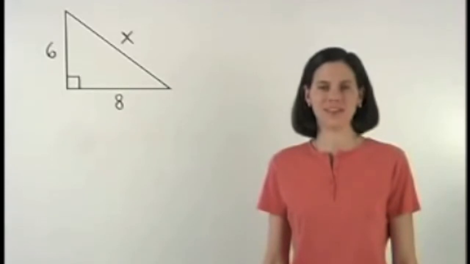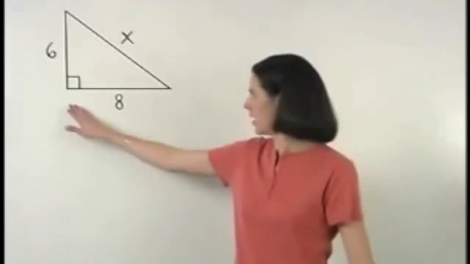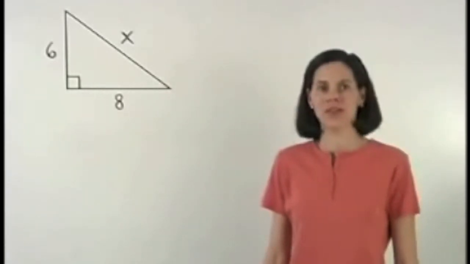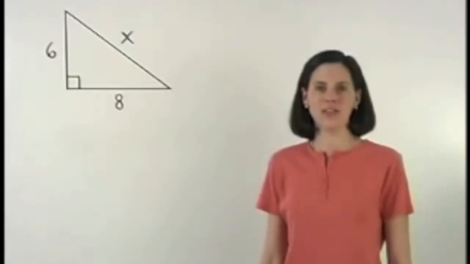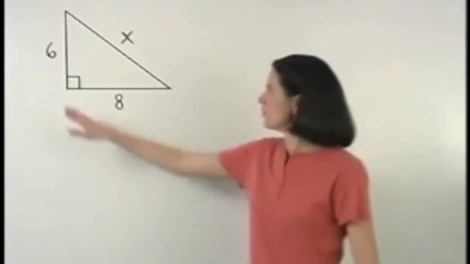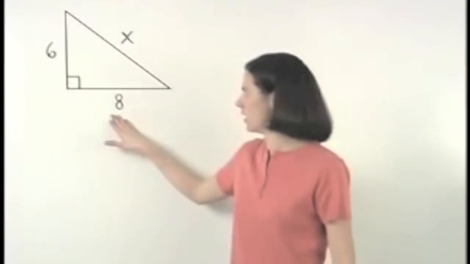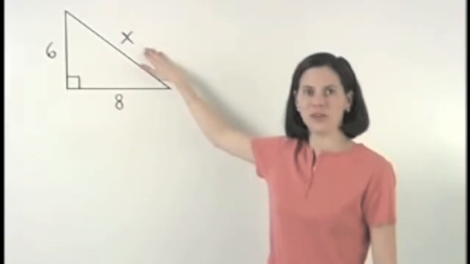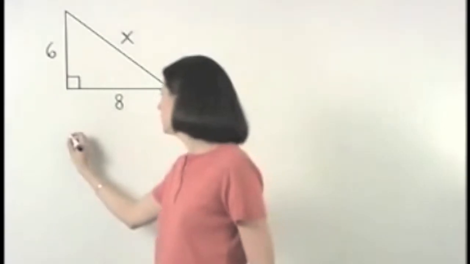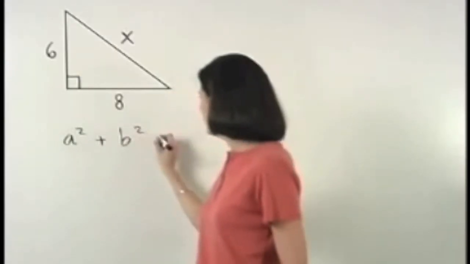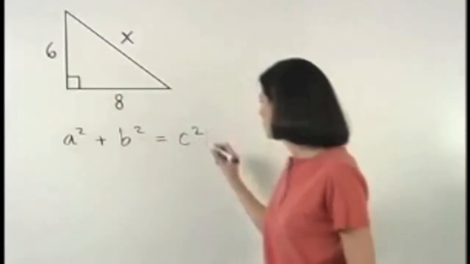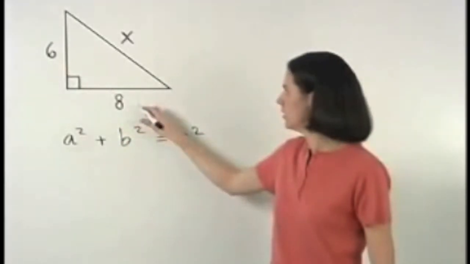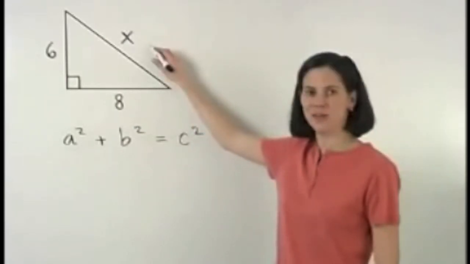Value of x in this example, notice that we have a right triangle, so we can use the Pythagorean theorem. The Pythagorean theorem states that the sum of the squares of the lengths of the legs of a right triangle is equal to the square of the length of the hypotenuse, or a squared plus b squared equals c squared, where a and b are the legs of the right triangle and c is the hypotenuse.